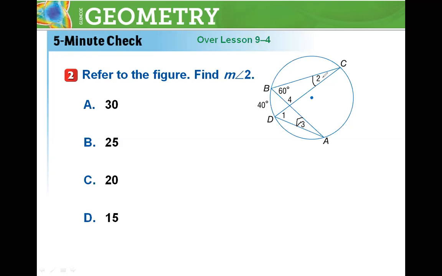So the measure of angle 2 becomes what? 20. Okay, so the measure of angle 3 also becomes 20. So the measure of angle 2 and angle 3 equals 20. So our answer is 20. Okay, thanks, Abdullah. This is the second problem.